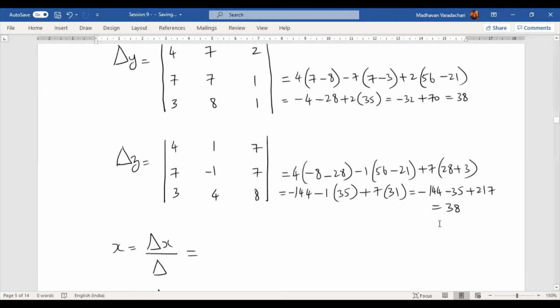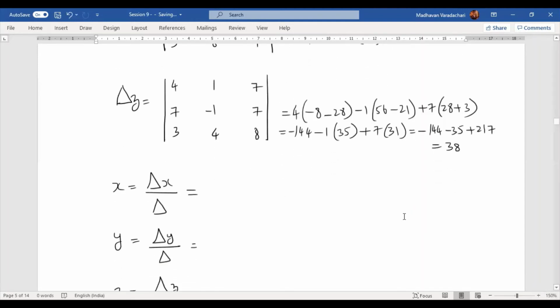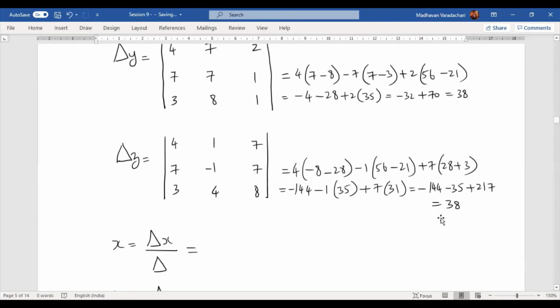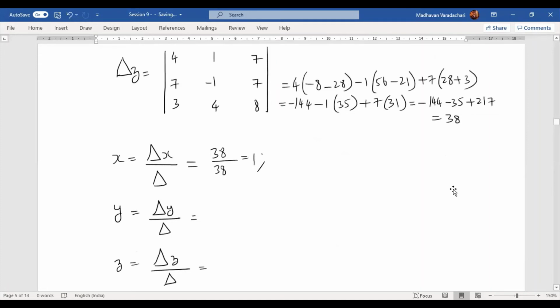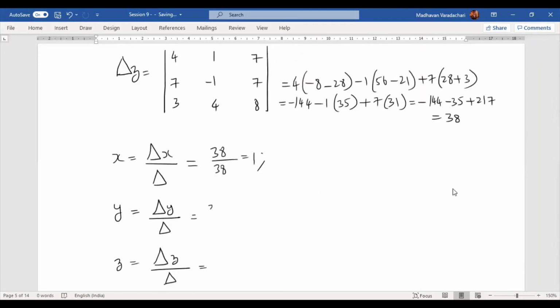So therefore, x will be delta x by delta. Delta x is 38. Delta is also 38. So 38 by 38, it gives you 1. Delta y is also 38, by 38 it is 1. Delta z is also 38, divided by 38 equal to 1. We can even verify by substituting these values of x, y and z in the initial equations.